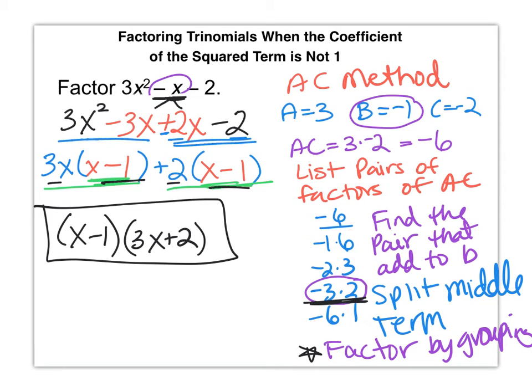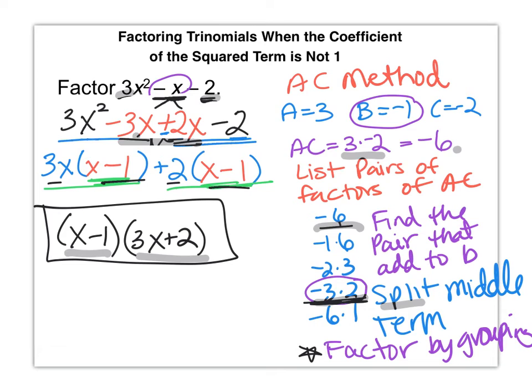And the method presented here is the AC method. Just a quick review, we began by looking at the A and the C, multiplied those together to give you negative 6. We found the pairs of factors of negative 6, and then we find the pair that adds up to the middle term of B. We split the middle term in this step here, and then we factored by grouping. Working through the problem, we see that by factoring by grouping, we get the two factors. One factor is x minus 1, the other factor is 3x plus 2.